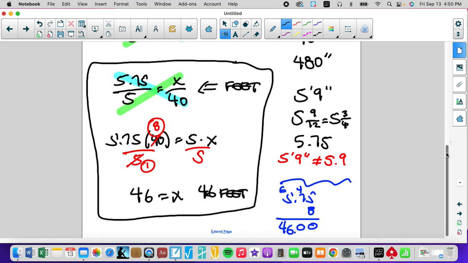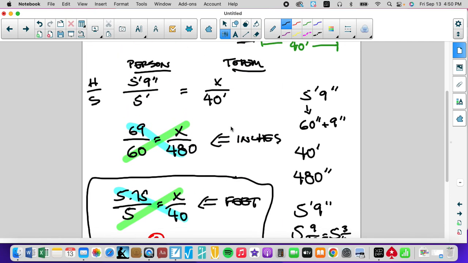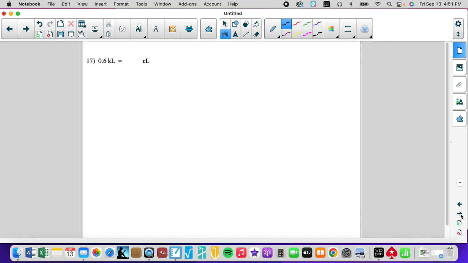If I use the other formula, if I use the inches formula, then I would have gotten my answer in inches. This one I cannot use. That is, you can't cross multiply these two. This is inches and feet, and this is feet, so those are unlike units. Really important for you to understand that concept.